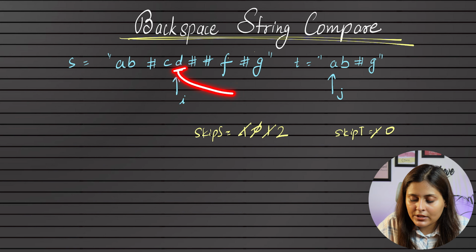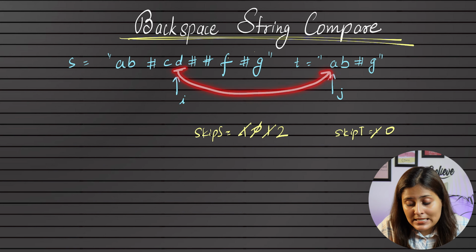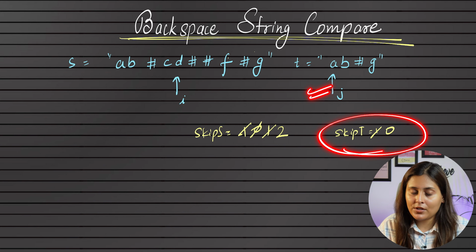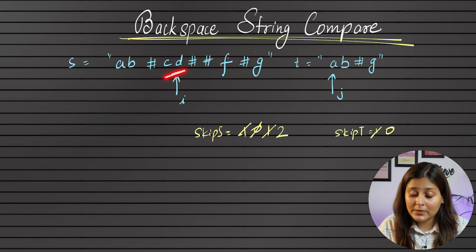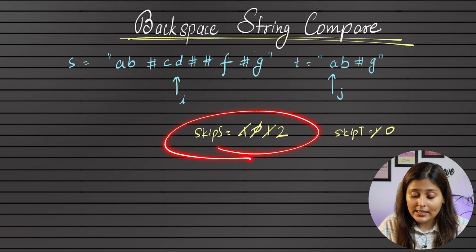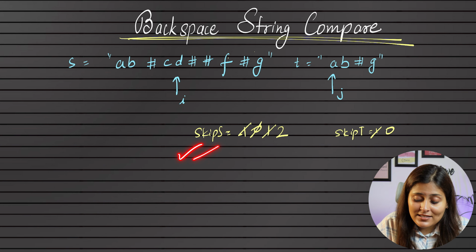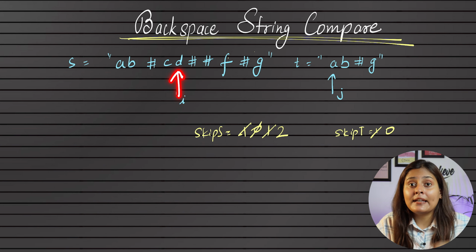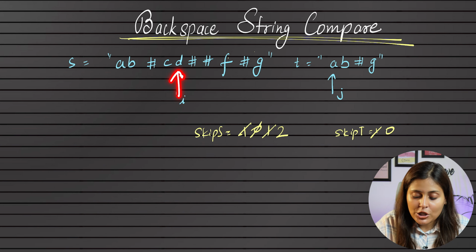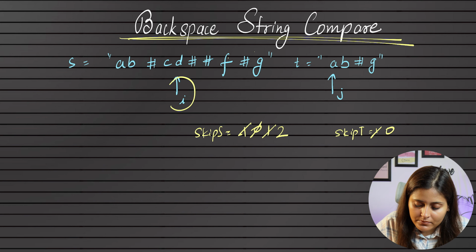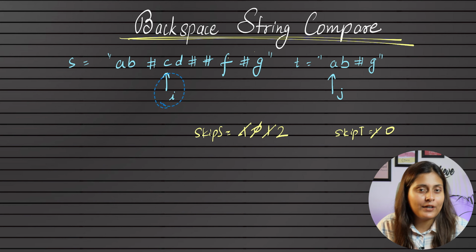Should we match this D with A? No. Because A is the valid one, because for this skip is 0. But this D is not a valid one, because skip is 2, correct? So as the skip is 2, this D must have been deleted because of the backspace. So hence what we'll do, we'll skip this. Skipping means just move the I pointer behind.